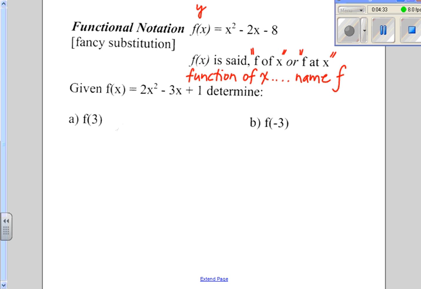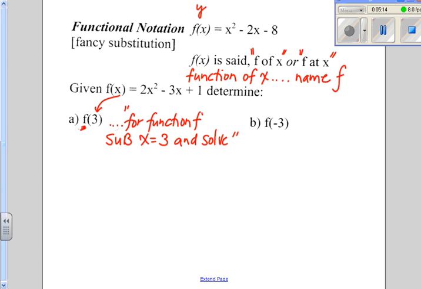Given f at x equals 2x squared minus 3x plus 1, determine. So we're saying we have a function. It would pass the function test. It is a function in terms of the variable x. Its name is the letter f. So for this function named f, I am going to replace that x with a number 3. So basically that is saying for function f, substitute x equals 3 and solve. It is saying all of that in one cute little phrase. I'm trying to sell you on it.